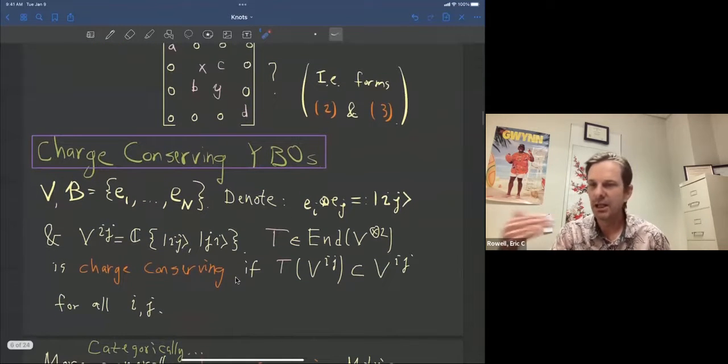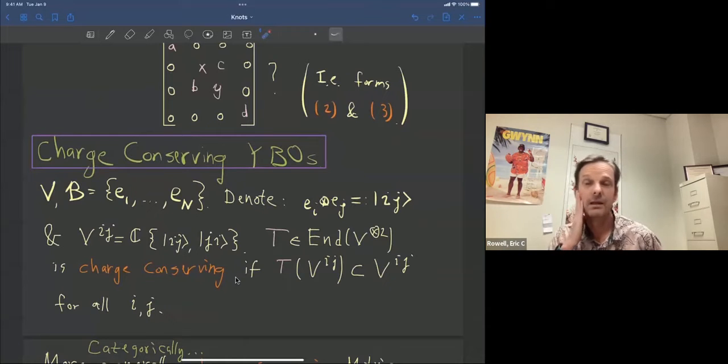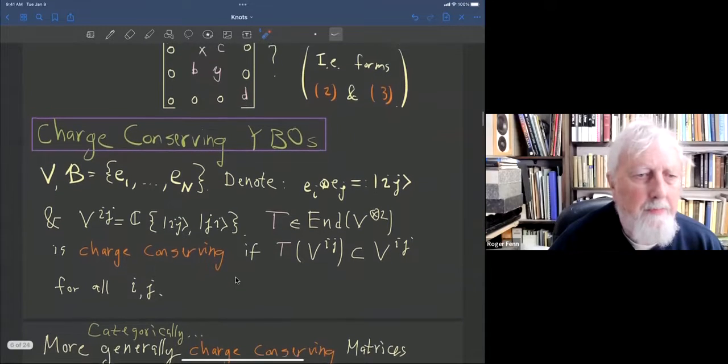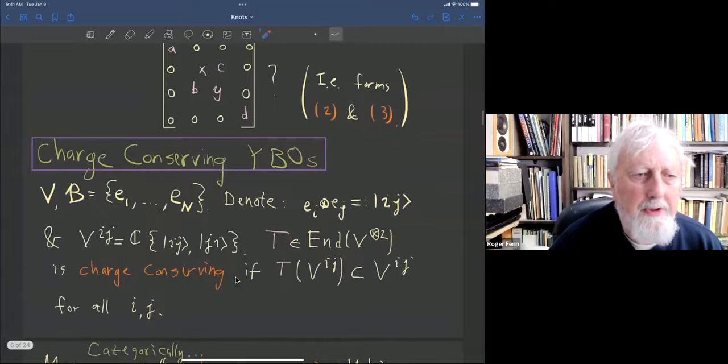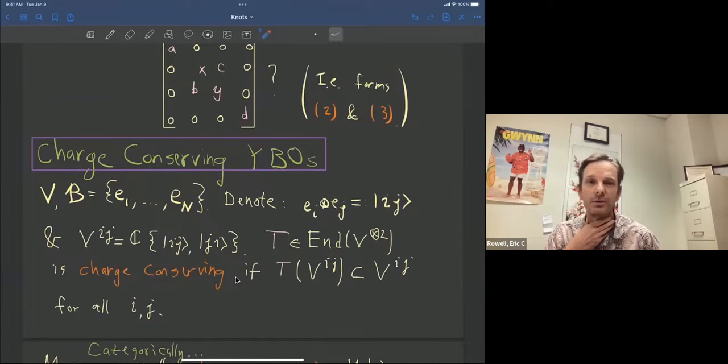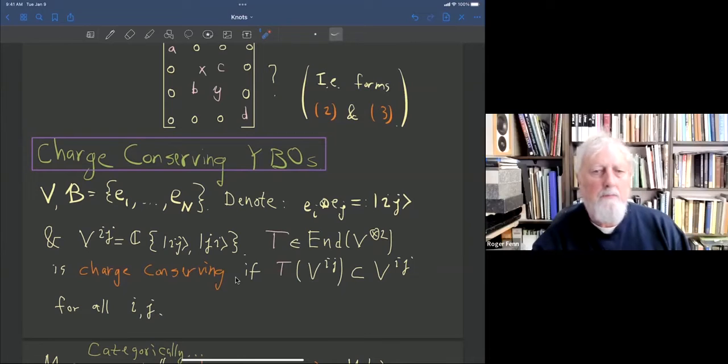Let me say a little bit more about this idea of charge conserving in a more categorical way. We won't dwell on it, but this is the approach we're thinking about. Excuse me, Eric. Yes. i could be equal to j as well? That's right. Yes, that's included.